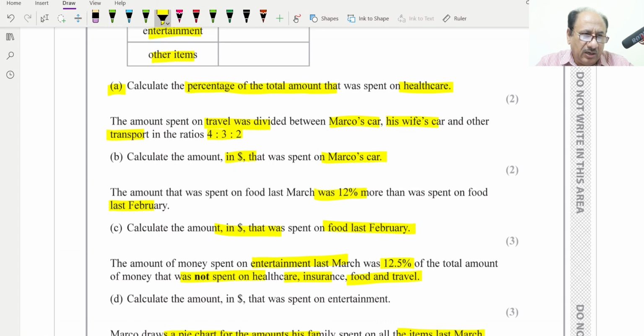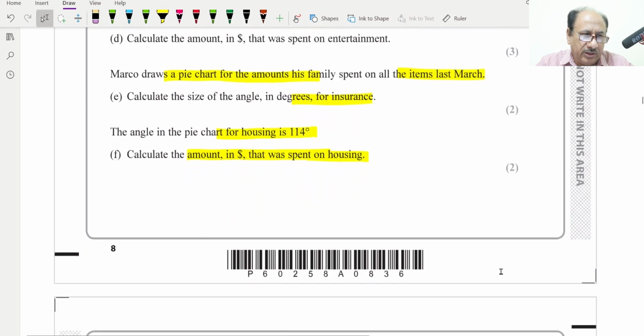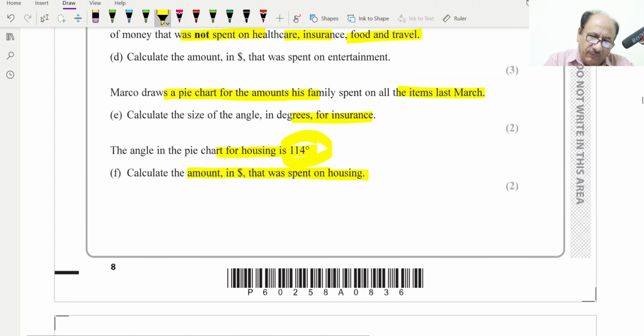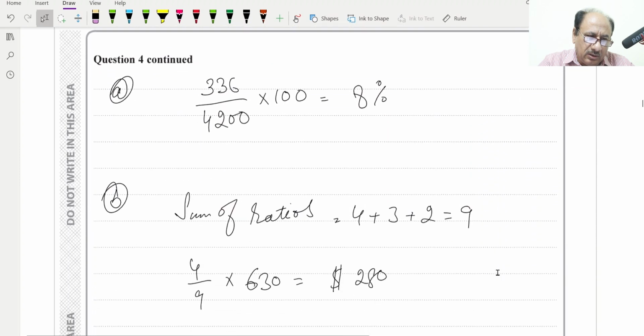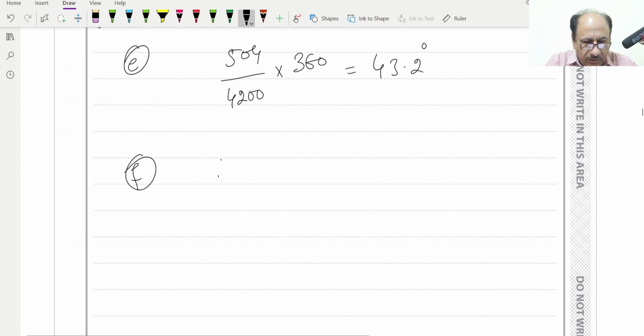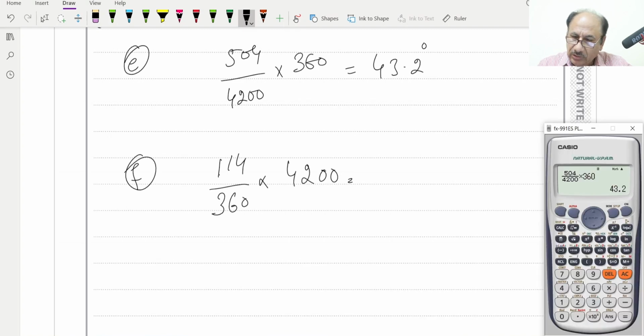If we check the remaining amount, it will be 114. So this is given, 114, and this is the amount we can utilize, and we have to find the angle. So what we will do, we will take 114 divided by 360, times the total amount, which is 4200, and this will give us the amount.